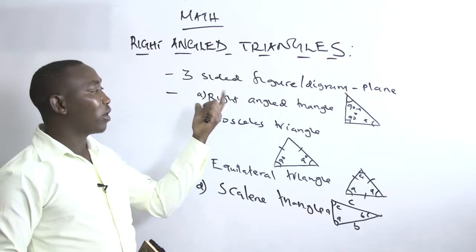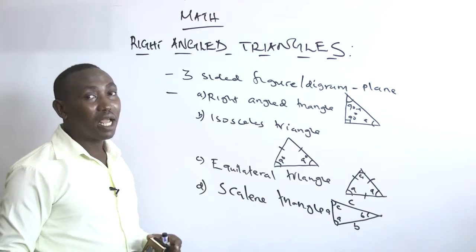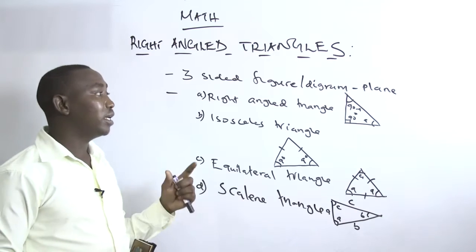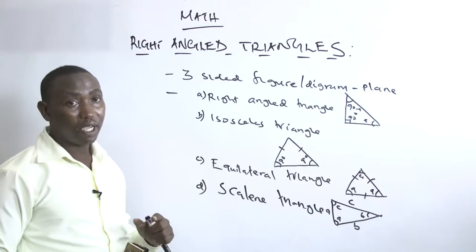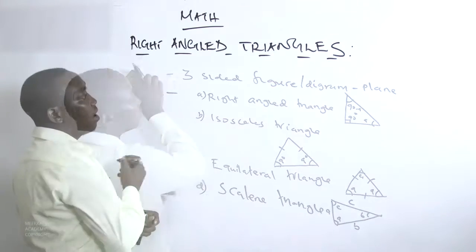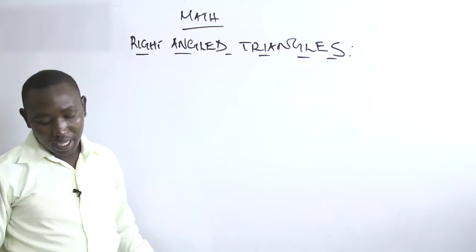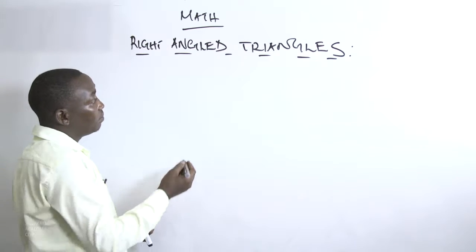We are going to zero in on the right-angled triangles only. And this time round, we want to consider two subtopics on this topic during this particular lesson. The first subtopic which we would like to cover is the Pythagoras Theorem.